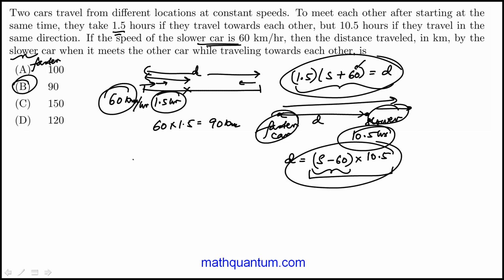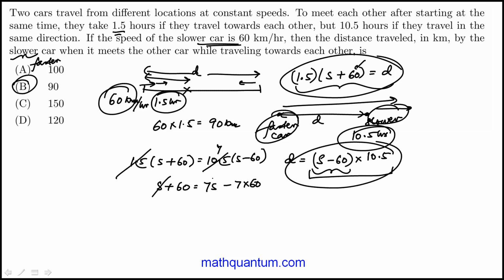And this will give us the speed because we can equate the distances, and that would be 1.5 times (s plus 60) equals 10.5 times (s minus 60). And you'll see that you can divide both sides by 1.5. That's 7. So 7s minus 7 times 60. Subtract that. That becomes 6s. That goes here. 8 times 60. And then we get our speed of the faster car is 80 kilometers per hour.